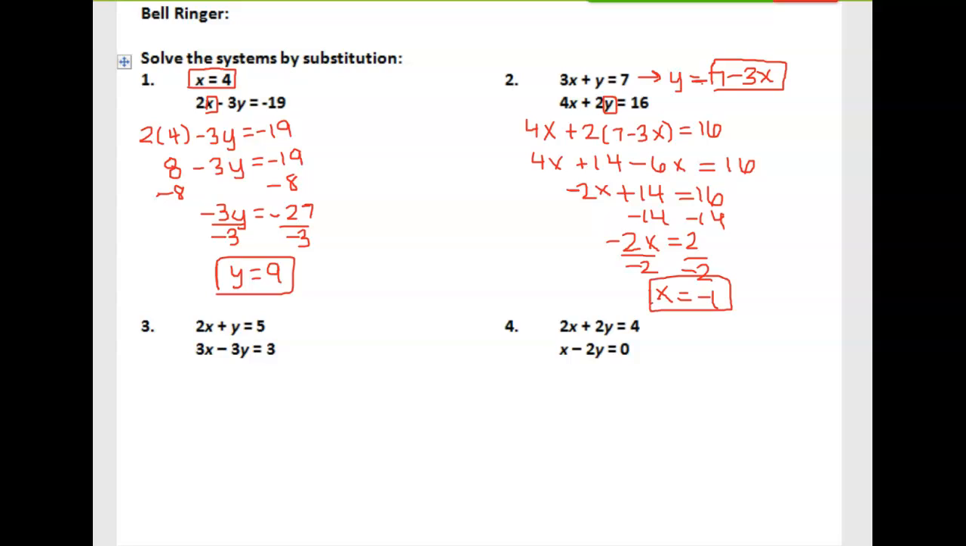But again, having simply x isn't enough. You need to take that negative 1 and plug it back in. So you get y equals 7 minus 3 times negative 1. A negative times a negative is a positive, so 7 plus 3 is 10.